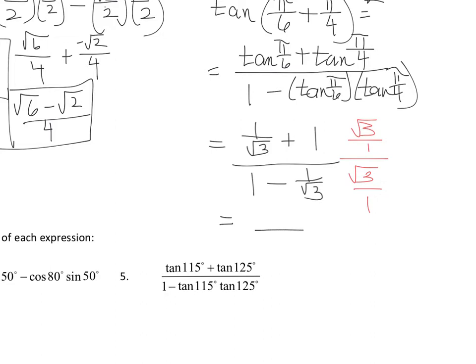So when we multiply this, the root 3 distributed into here, the root 3's will cancel and we'll be left with 1. And then for the next one, root 3 times 1, or another way of saying it is root 3 over 1 times 1 over 1, is just root 3. So I have a plus root 3. And then down in the denominator, when you distribute the root 3 in, root 3 times 1 will give us root 3. And then the root 3 times 1 over root 3, the root 3's cancel and we get a minus 1.